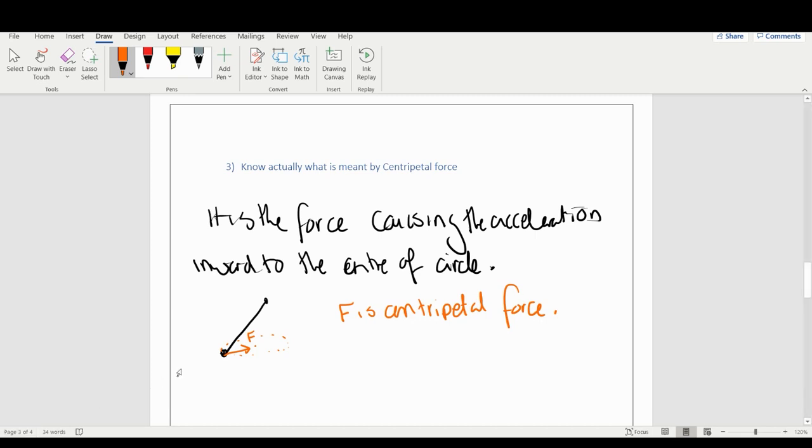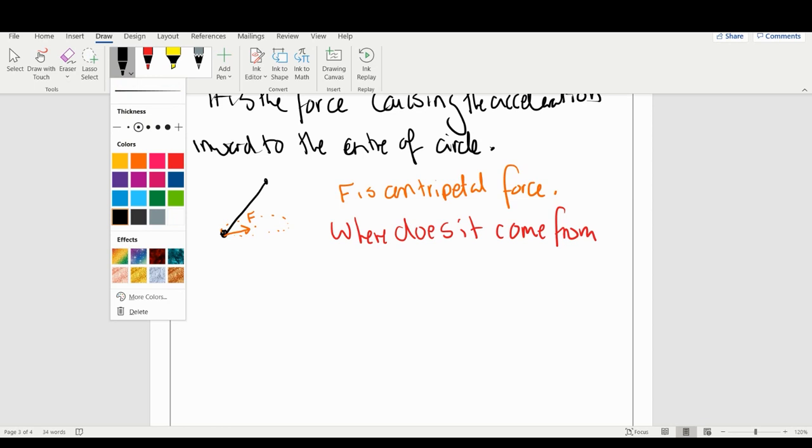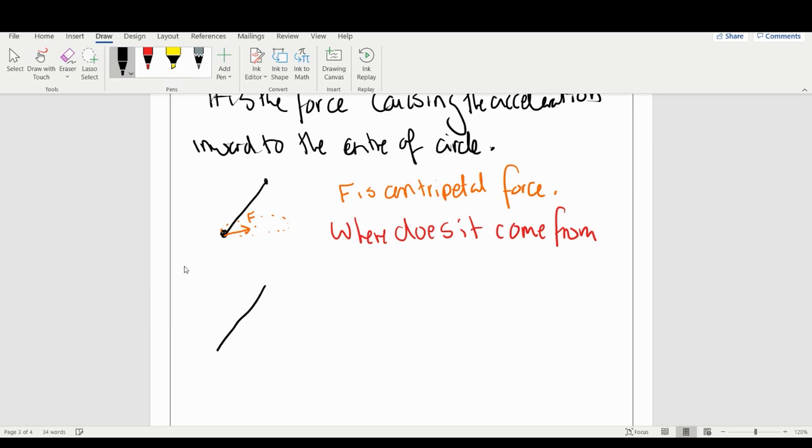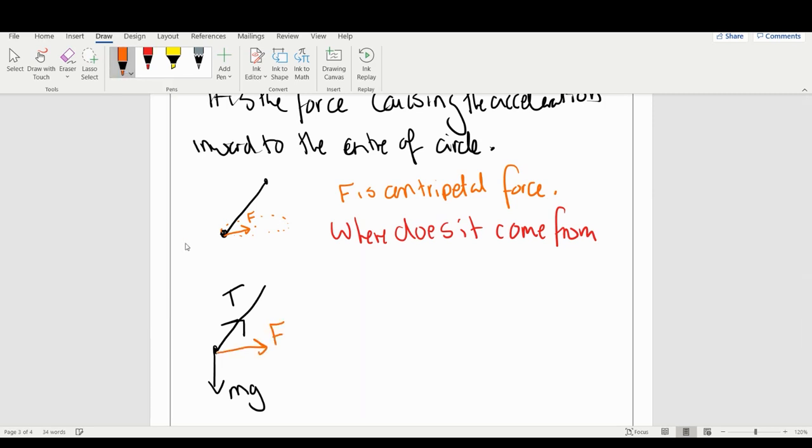But where does it come from? That's the important thing. So where does it come from? And that's when realizing what's actually happening in circular motion. So if I actually draw a side-on picture, I've got this object here, I've got this tension here, and I've got this weight here of this ball that's going around in a circle, and this centripetal force here.